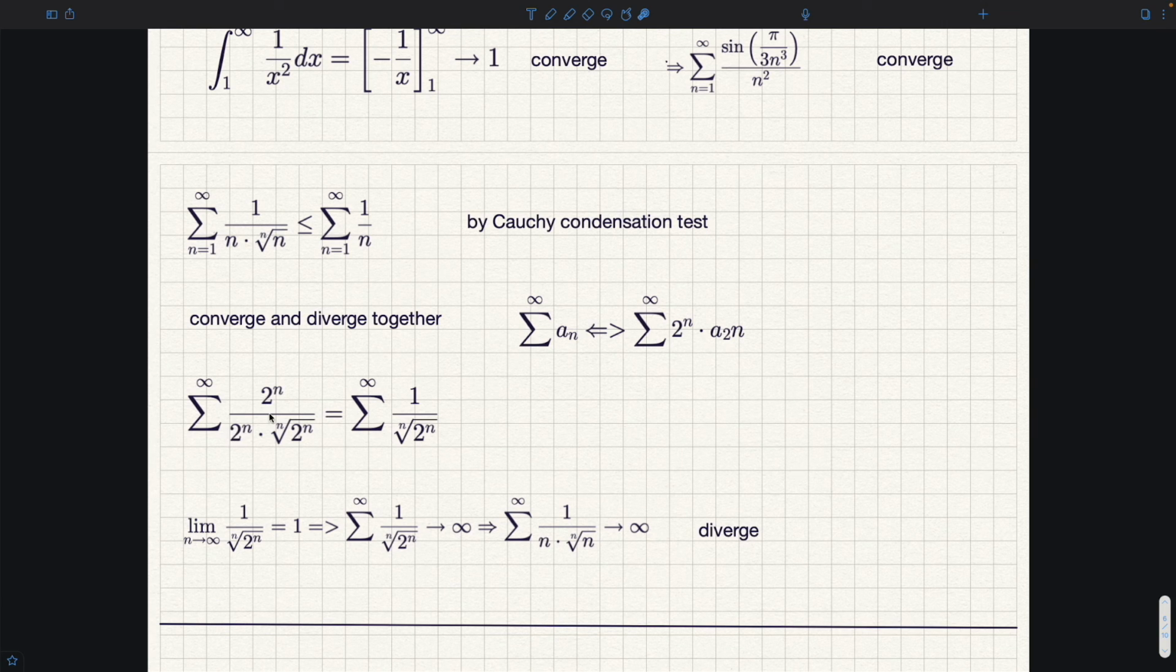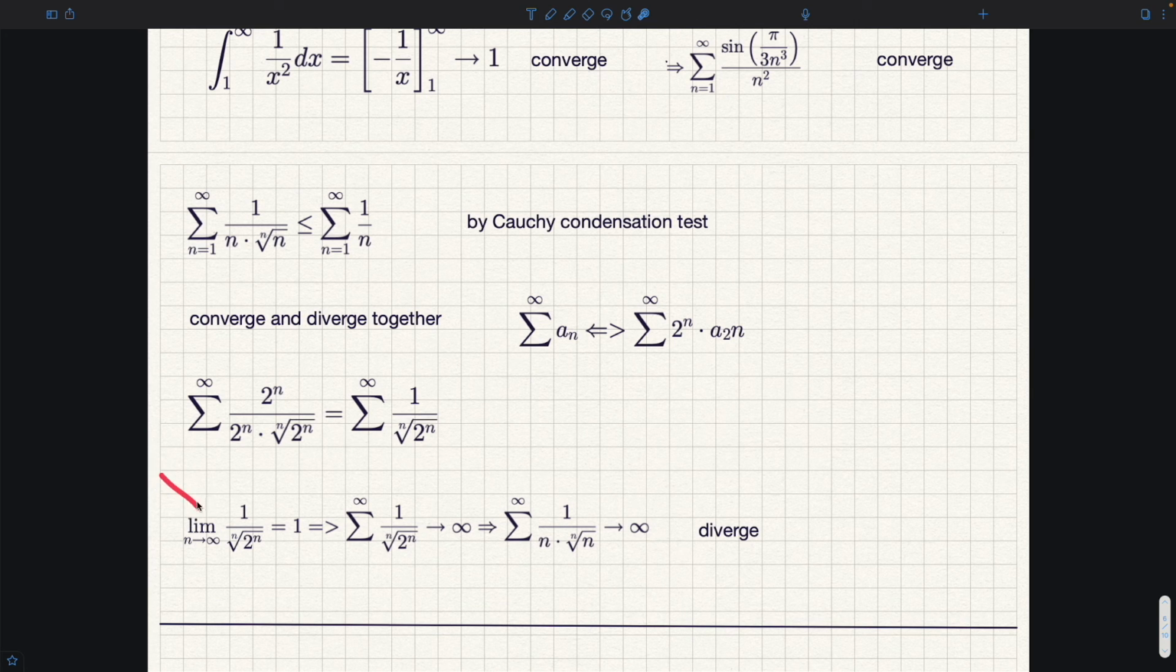So now we have 2 to the power of n divided by 2 to the power of n multiplied by the square root of n of 2 to the power of n. So this will be 1, okay, because we can write it the same as the summation of 1 divided by 2. So this will diverge, okay, because we can sum an infinite amount of halves.